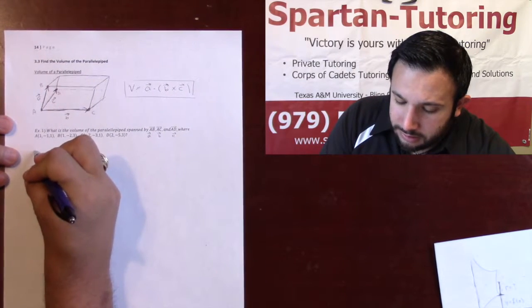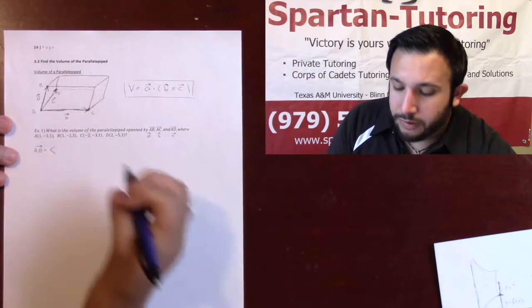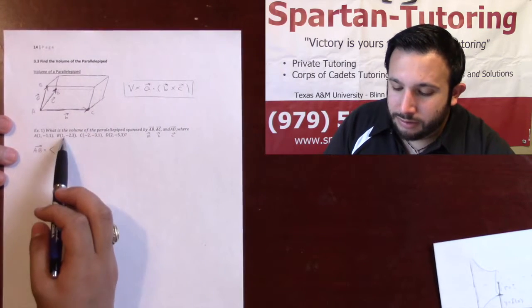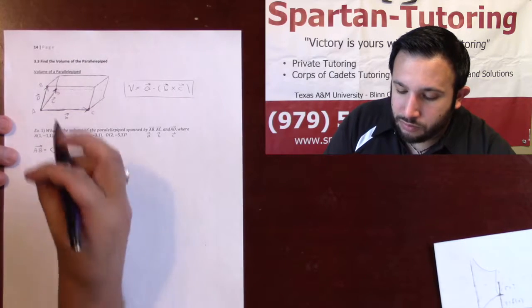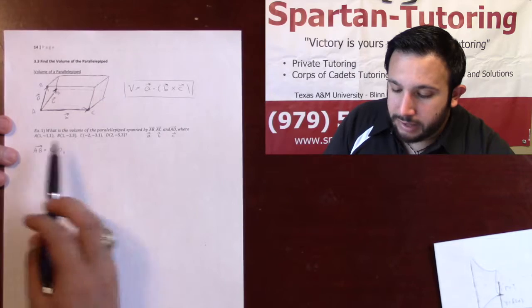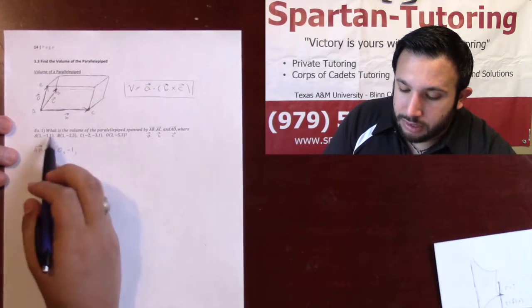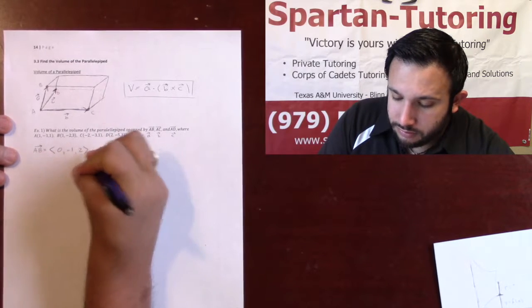So let's find my vector AB. Remember, a vector from one point to another is tip minus tail. So my x-coordinate, 1 minus 1 is 0. For my y, -2 minus -1 is -1. And then 3 minus 1 is 2.